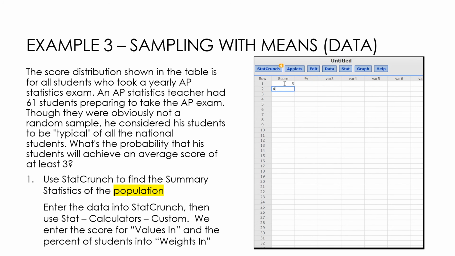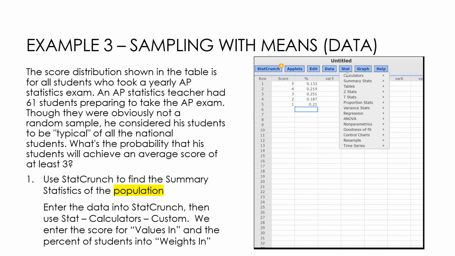So I'm going to put 5, 4, 3, 2, 1, and I'm going to put the percent of students, and I'm going to put 0.133 instead of 13.3, and 0.219, and 0.251, and 0.187, and 0.210. So that's all of the same values. I just wrote them as decimals instead. And what I want to do is find the mean and standard deviation of this information.